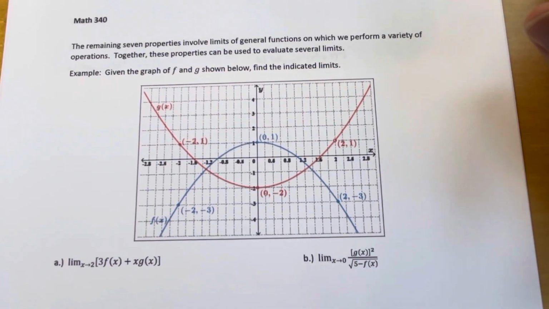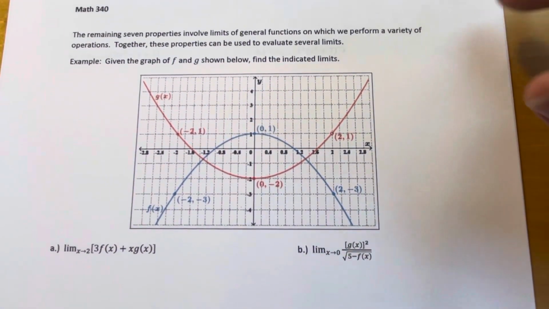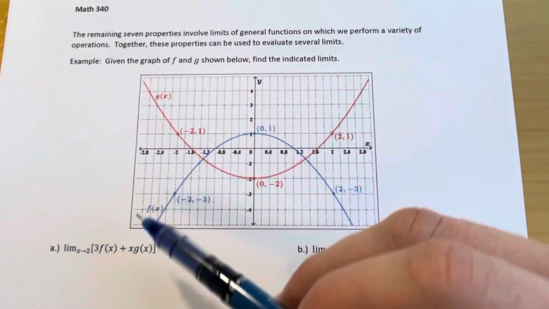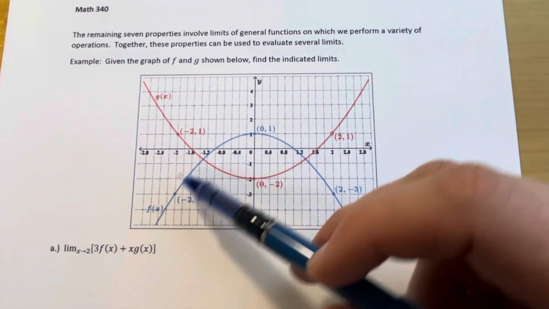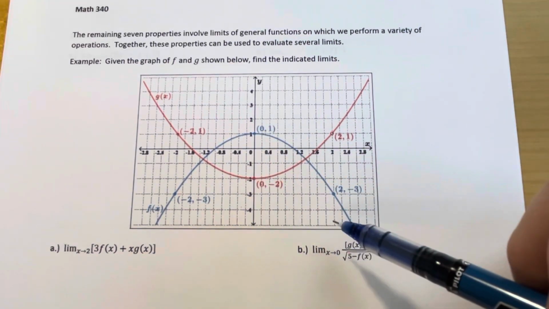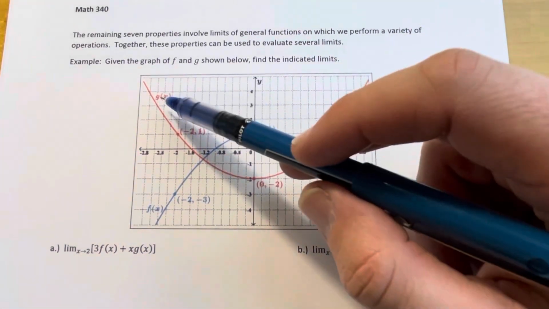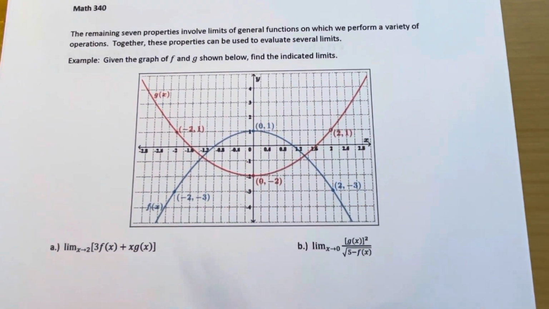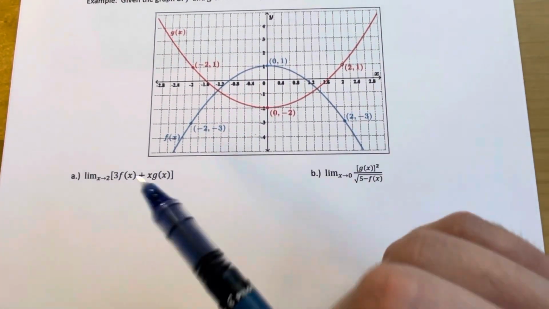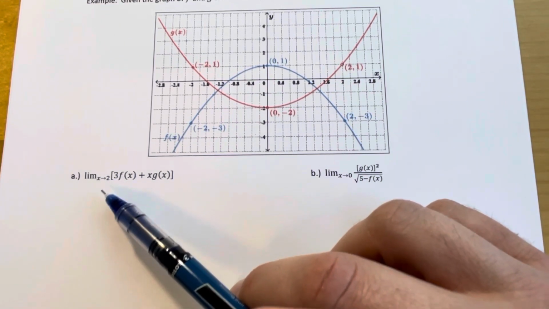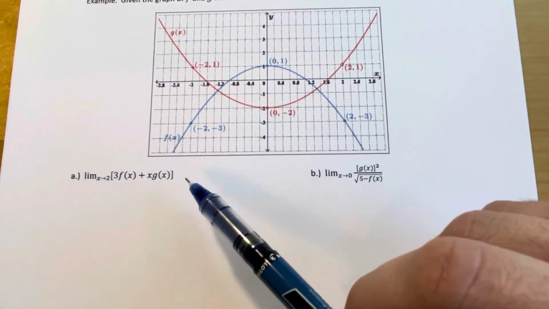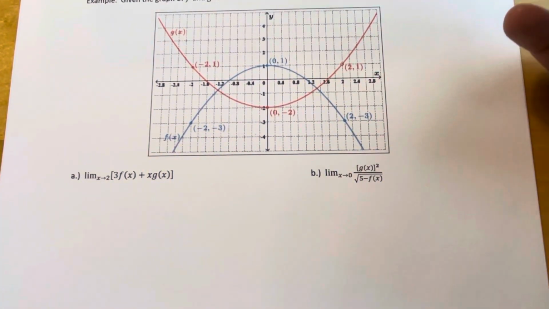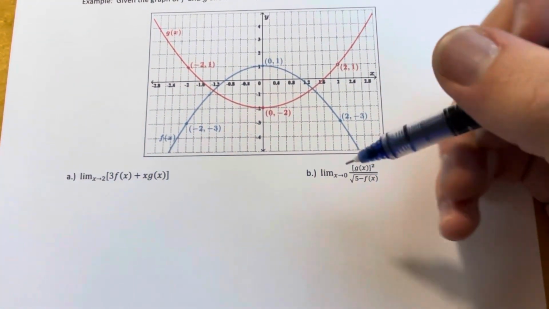Our first example is going to be a graphical one. Here we have the graph of two functions, f of x and g of x. In blue here, f of x looks like an upside down parabola. G is like a right side up parabola, if you want to think of it in those terms. What we want to do is find the limit of some functions as x approaches different numbers, functions that are created using f and g as ingredients. So here's how we're going to do this.